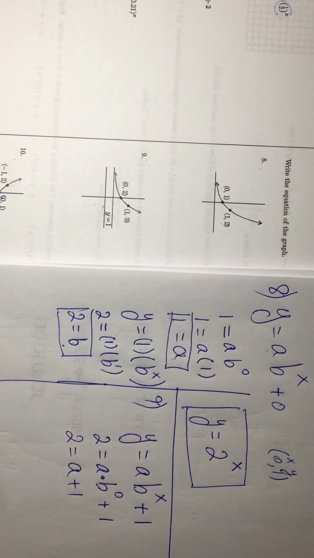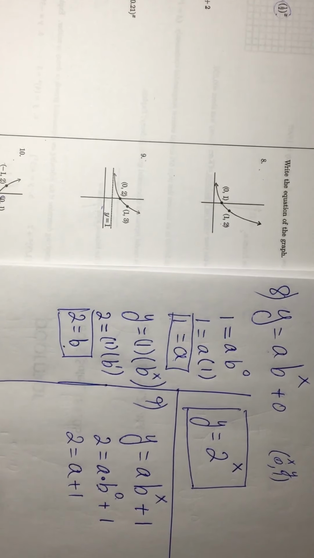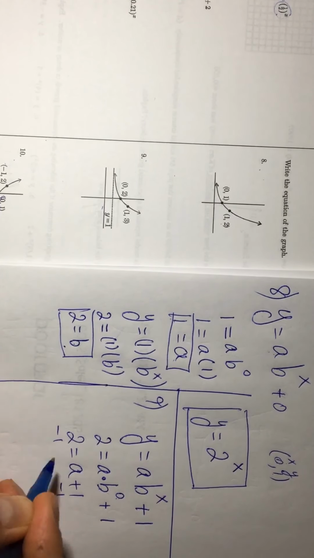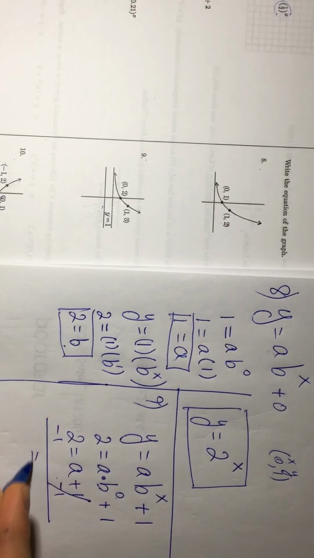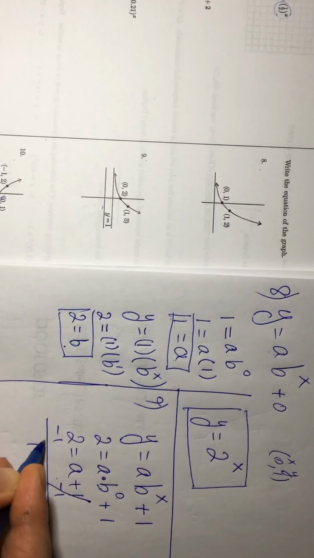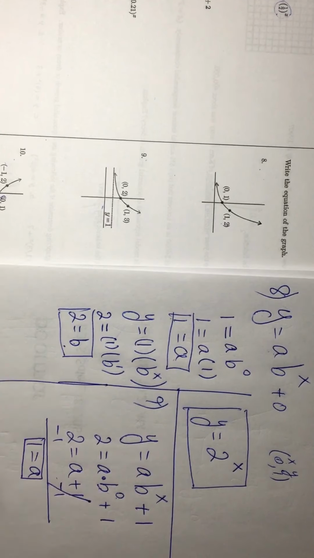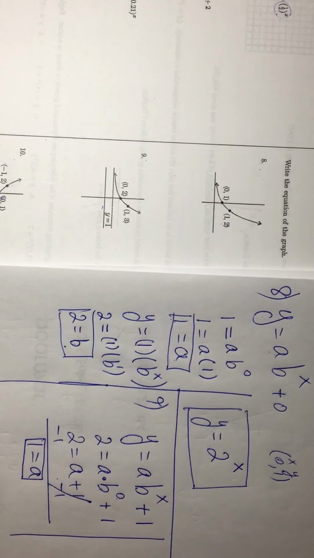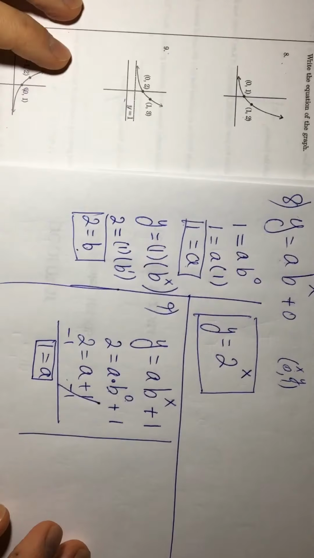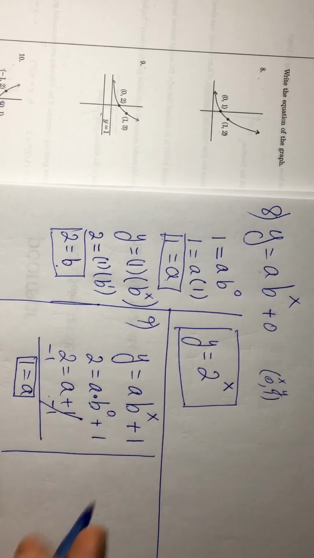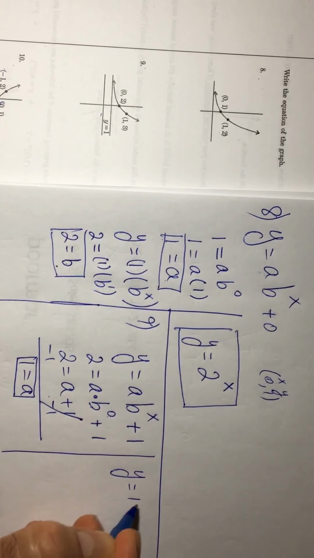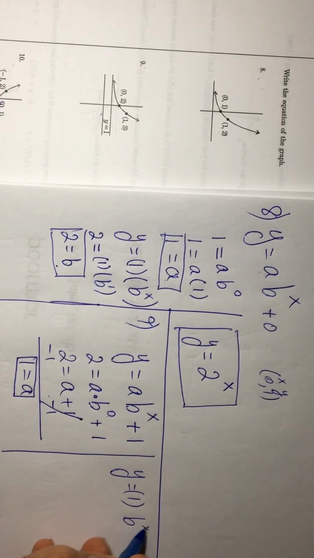Now how do I solve this for a? Very simply. Subtract 1 from both sides and voila. a equals 2 minus 1. So a is 1 again. Now it's not always 1. It's just a coincidence. Okay? So a is 1. Now how do I find my b? So I'm going to plug the a value into the equation. So 1 times b to the x, plus 1.